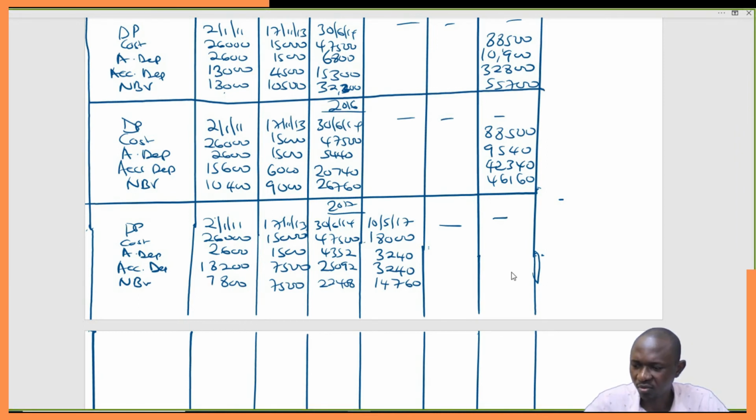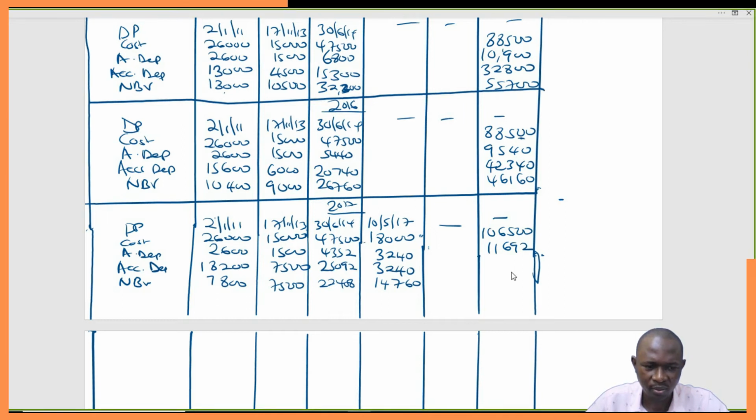Now this time it will change, it will be 88,500 plus 18,000. That is 106,500. I told you have to save time, so I'm just adding the total cost of the assets, plus this 18,000, and you get that. Then the depreciations, 241 plus 41 plus 4352 plus 3240. That gives us 11,692.